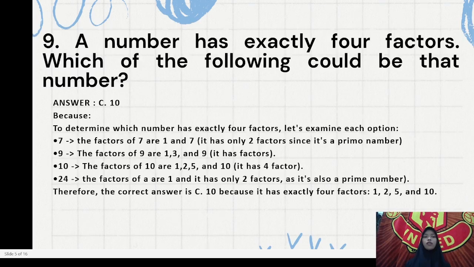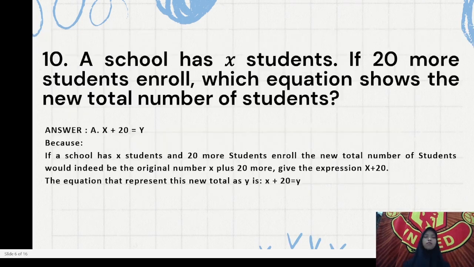The last option: its factors are 1 and itself, and it has only 2 factors, as it is also a prime number. Therefore, the correct answer is C. 10. Because it has exactly 4 factors: 1, 2, 5, and 10.